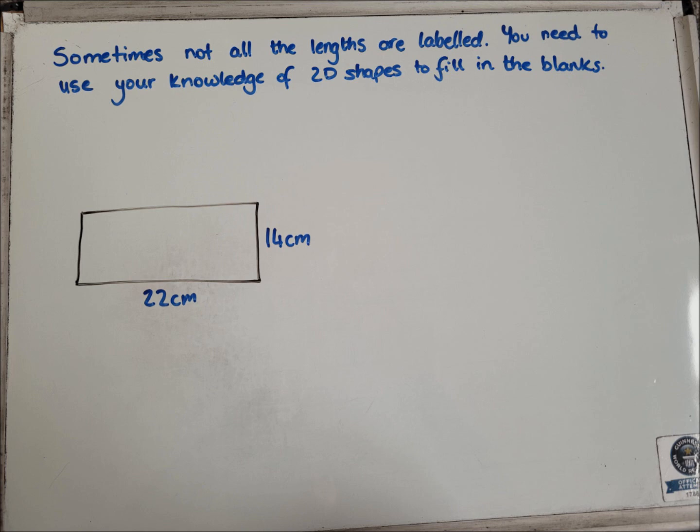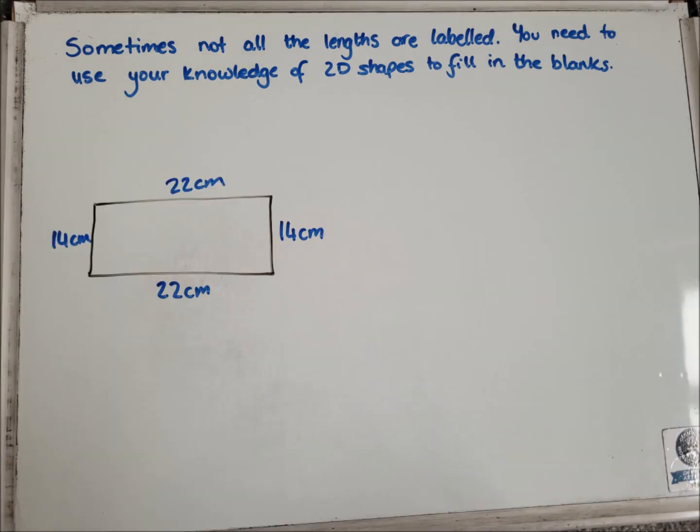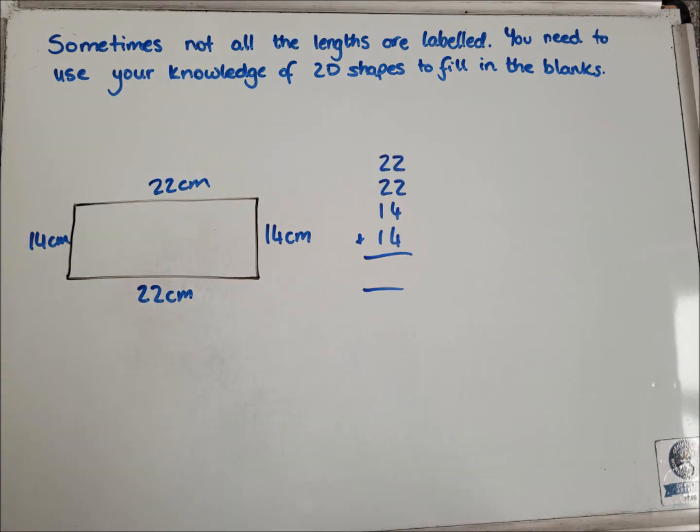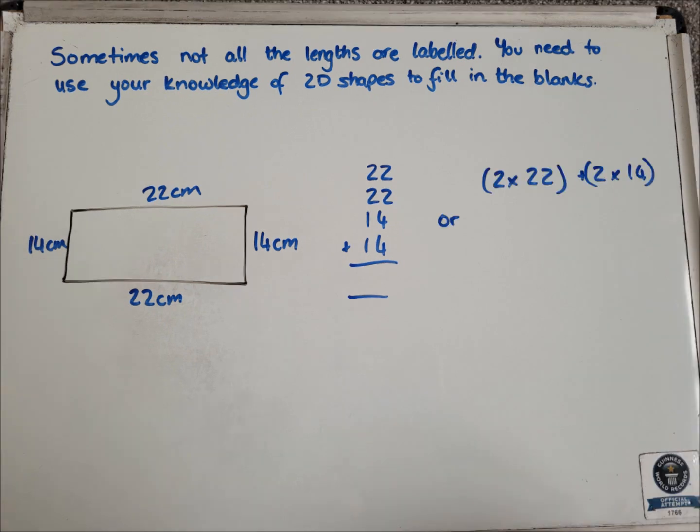But I know a little bit about rectangles, so I know that those two sides are going to be the same. So 22 and 22 are going to be the same, and then 14 and 14 are going to be the same. Now I can choose to add this up in a big long chimney sum like that on the screen, or I can choose to do a little bit of multiplication. Because I know I've got two lots of 22 and two lots of 14, I can do those as multiplications. So on the screen you'll see in brackets I've written 2 times 22 plus 2 times 14, which is exactly the same as adding them all up in a big long chimney sum.